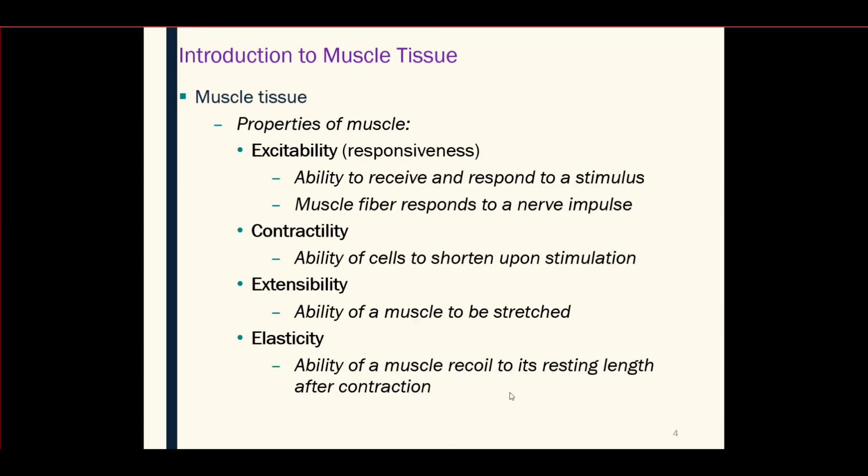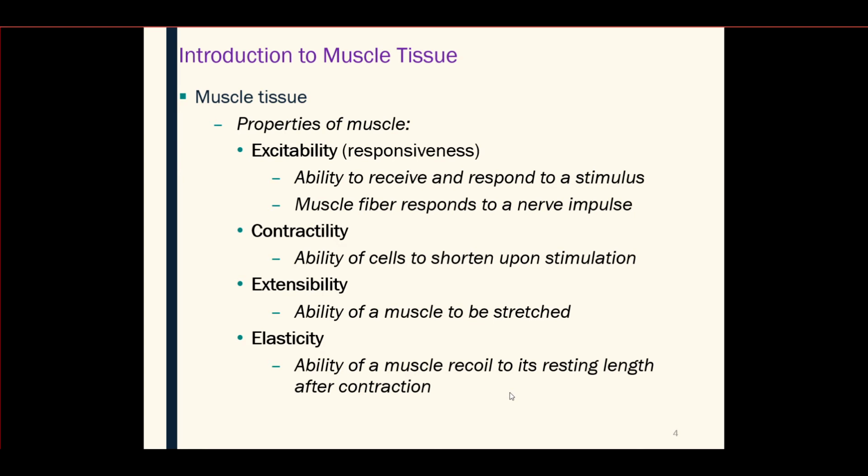So this is an important slide. Let's take a look at the properties of muscle tissue. Number one, muscle tissue is excitable, right? We call this excitability. This is the ability of a muscle to receive some type of stimulus and then respond to it. An example would be a nerve which innervates the muscle. When that nerve fires, it causes the muscle to contract.